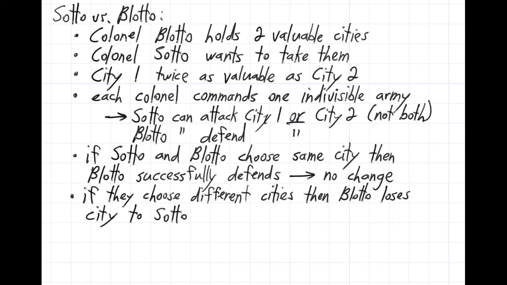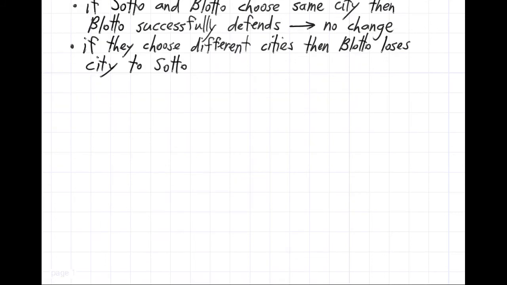So the question then is, what should Sotto and Blotto do? This is a pretty artificial example, I guess, but it makes for an interesting example to use and introduce some new concepts. So let's explore it. Let's start by looking at the payoff matrix for this scenario.